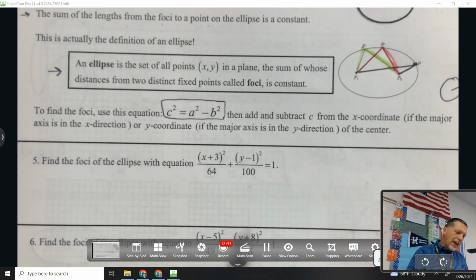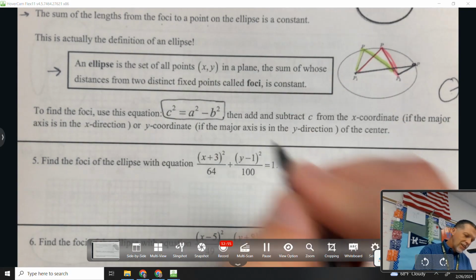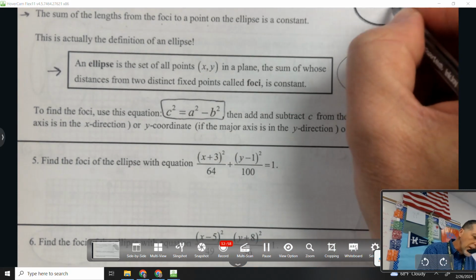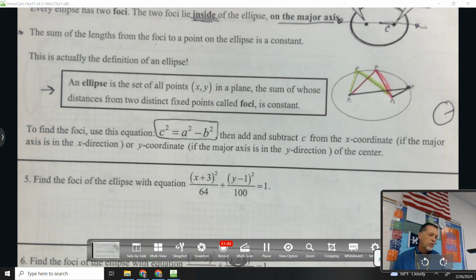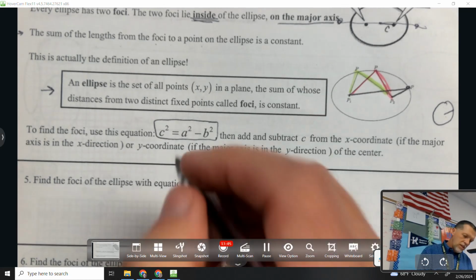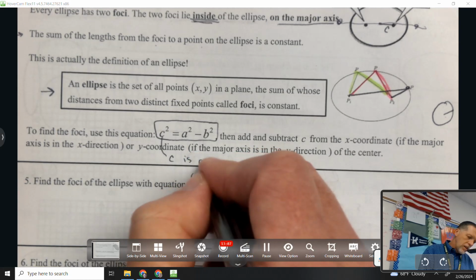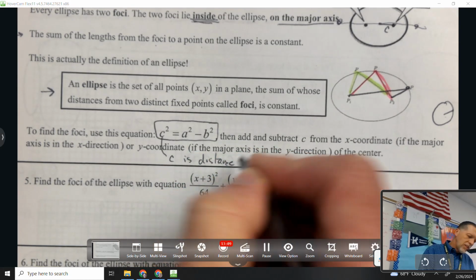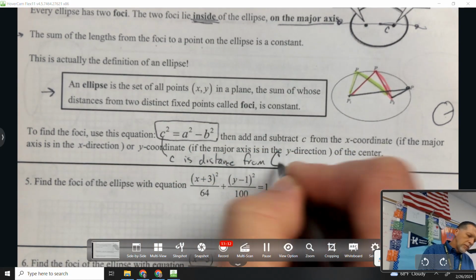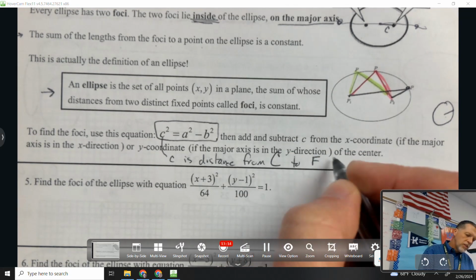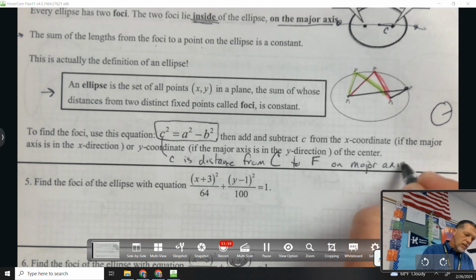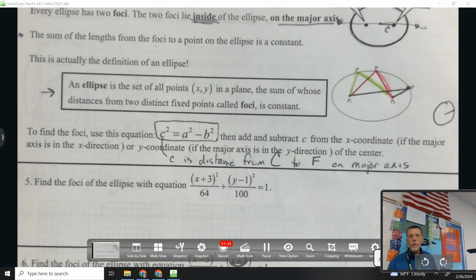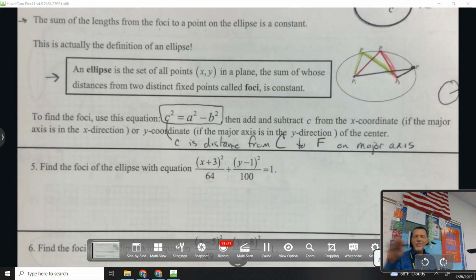And then that is the distance. Let's be careful here. Let's label it, I think. That c is the distance from the center to the focus. C is the distance from center to focus, and it's on the major axis. So we can word that really funny, but it's just go on the major axis however far out.